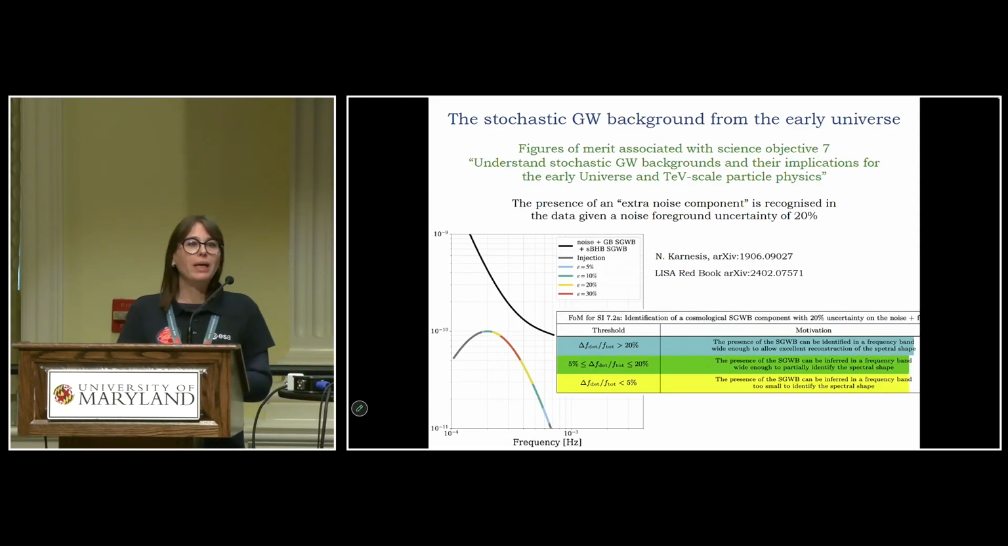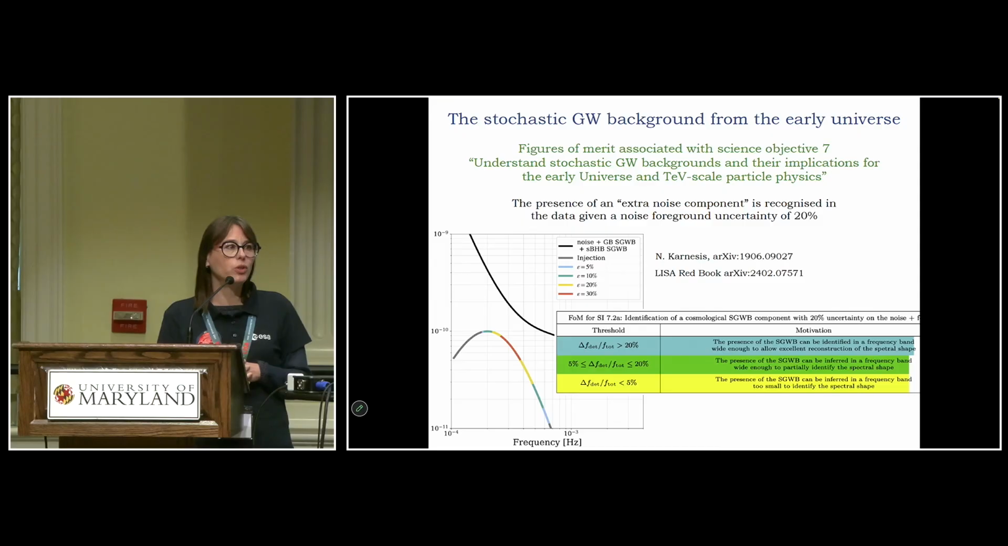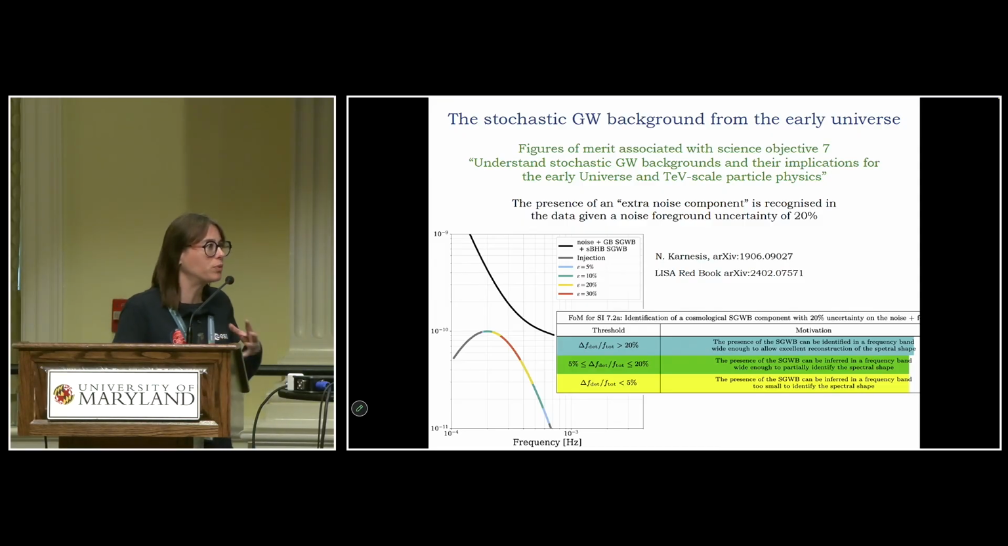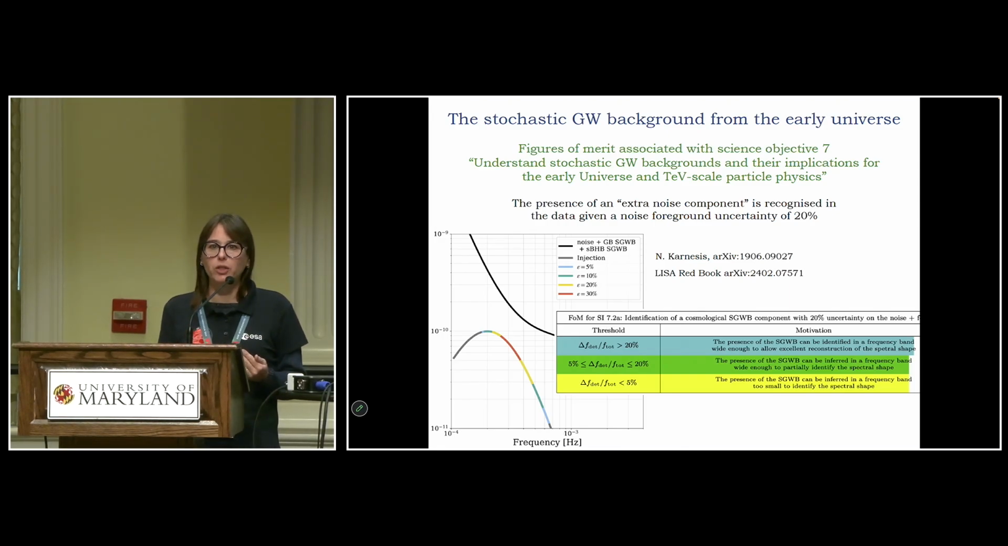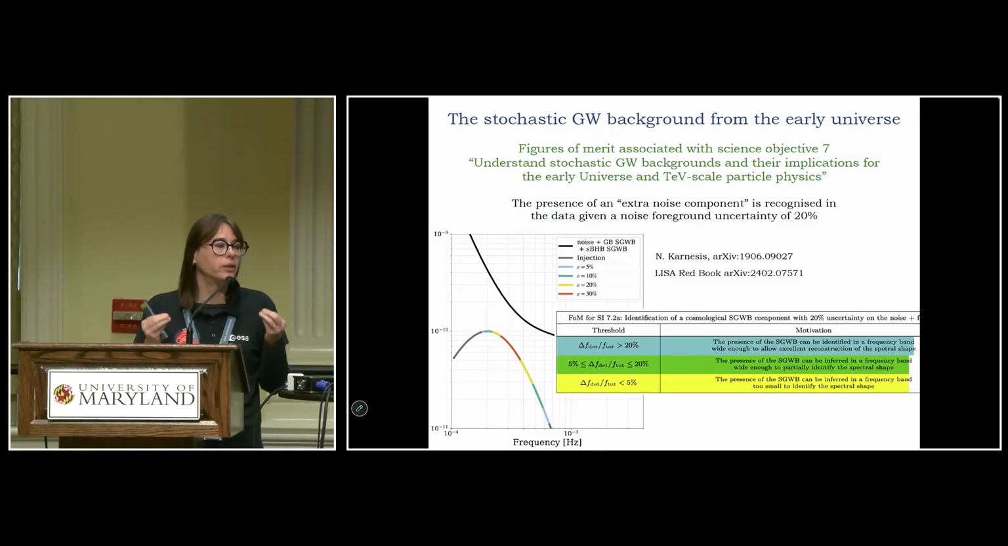Now we also have a couple of figures of merit attached to this particular science objective 7. And these figures of merit are all focused on the question: are we able to assess the presence of some unknown extra noise component? And if the answer is yes, are we able to reconstruct the spectral shape, which is the only handle we have to infer the origin of this signal, okay?